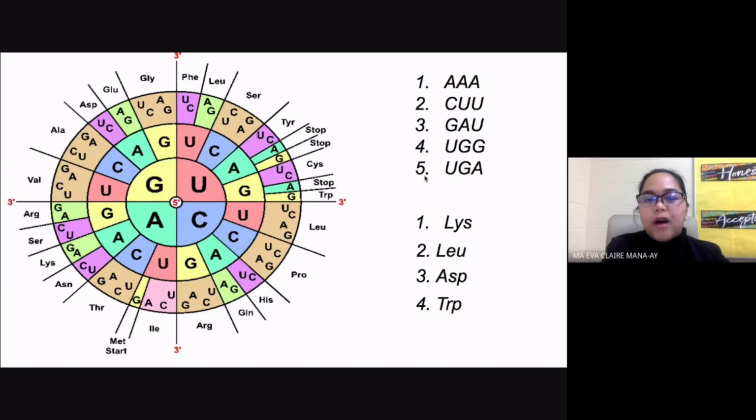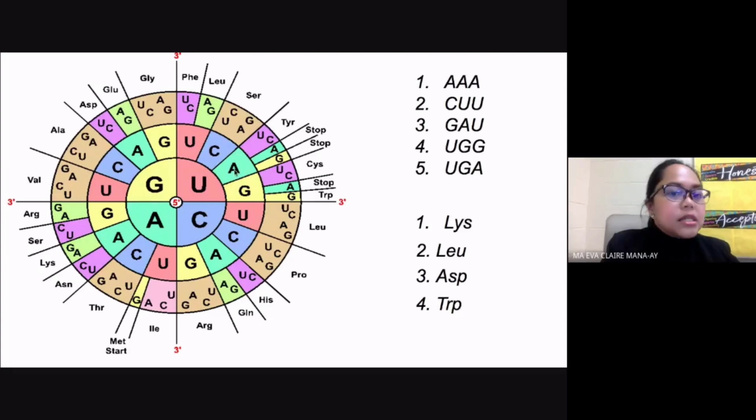What about number 5, UGA? What's UGA? That's the stop codon. That's correct. So UGA would be your stop codon. That means whenever your tRNA sees the stop codon, it's going to stop coding for that protein sequence. It's going to chop off that sequence of amino acids, that polypeptide, and form it into proteins. So that is how you interpret your codon wheel.